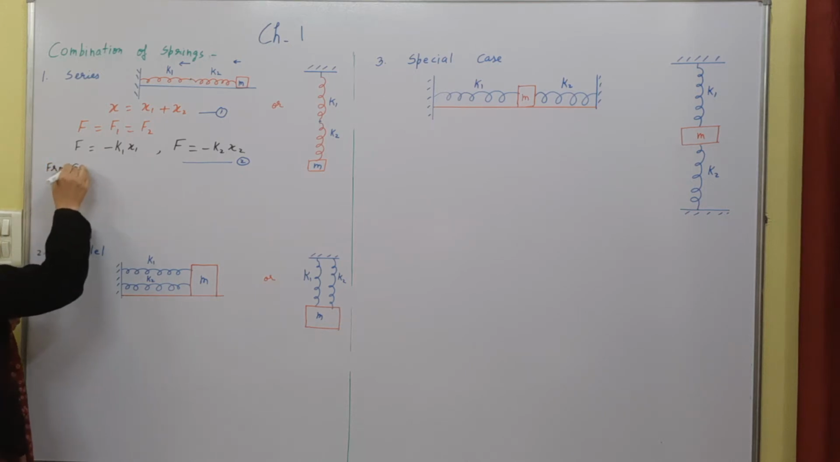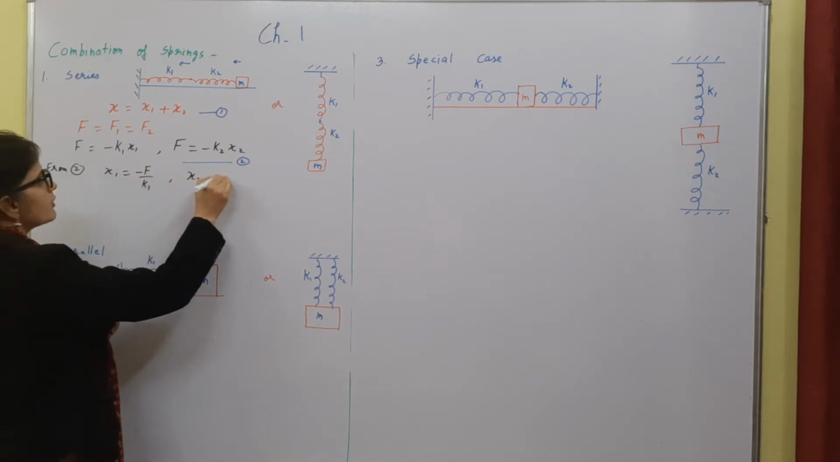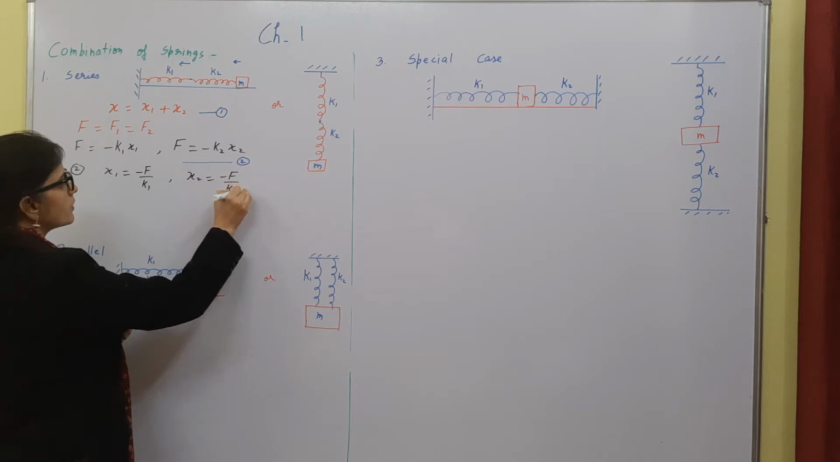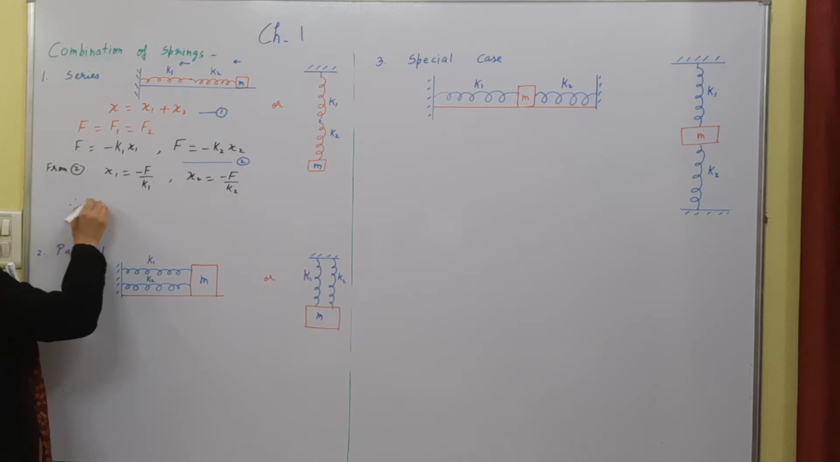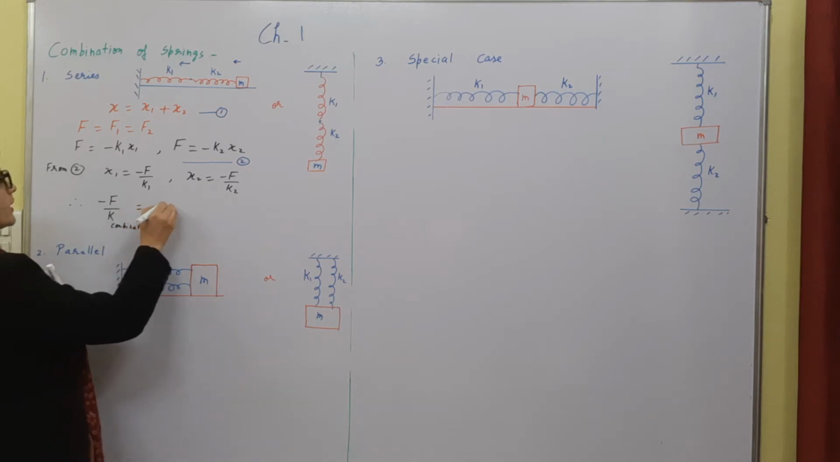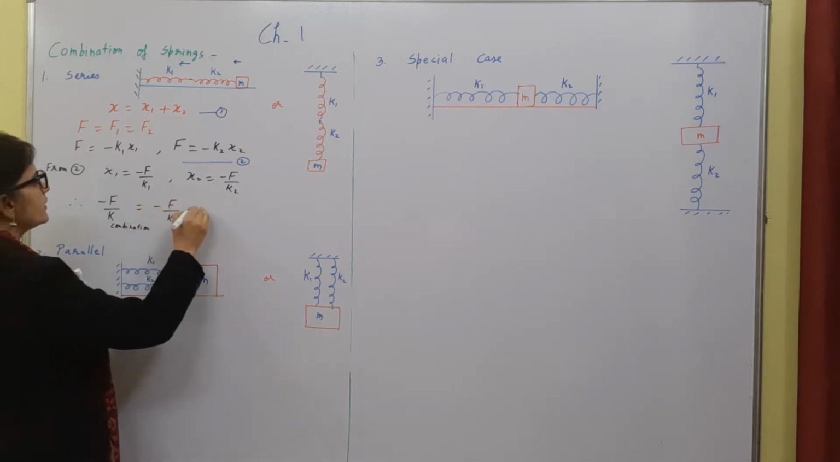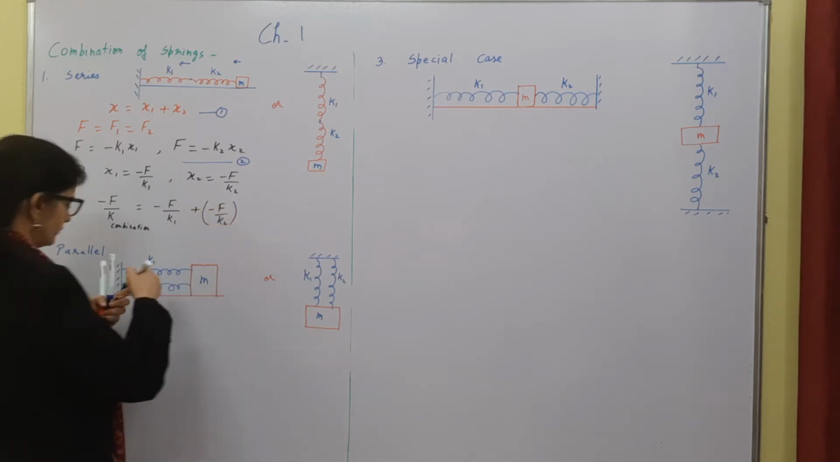From 2, X1 is equal to minus F upon K1. X2 is equal to minus F upon K2. Therefore, X can also be written as minus F upon K of combination is equal to minus F upon K1 plus minus F upon K2.